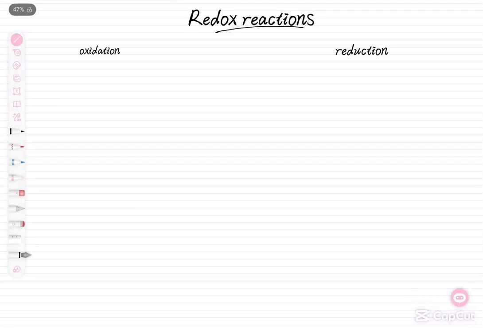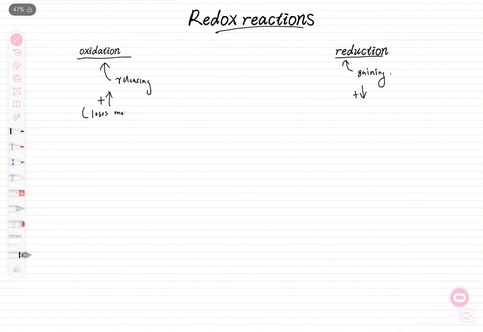We are starting off with oxidation and reduction. Oxidation is releasing electrons by a certain atom, and reduction is gaining electrons by a certain atom. During oxidation, the positive nature of the atom will increase, and during reduction, the positive nature will reduce. That means it loses more electrons, and this doesn't lose electrons, instead it gains the electron.